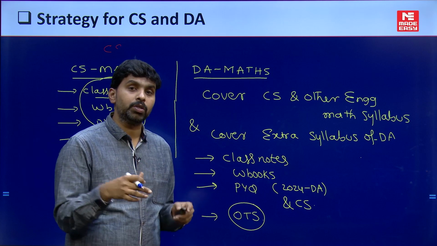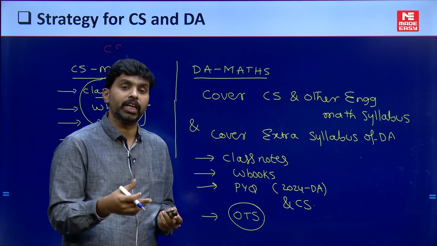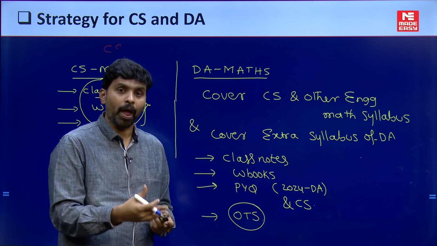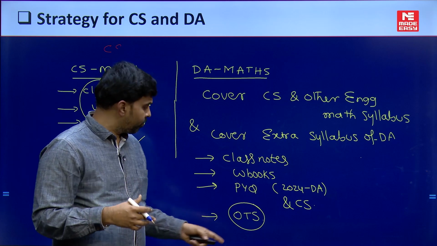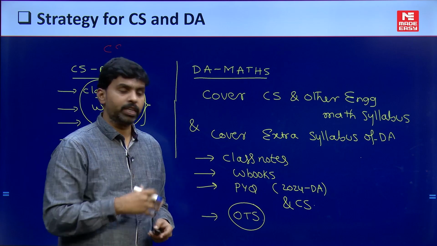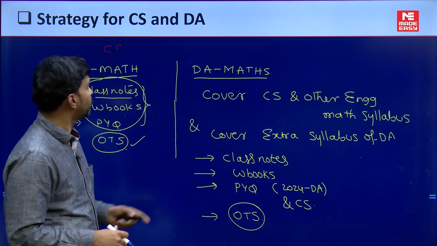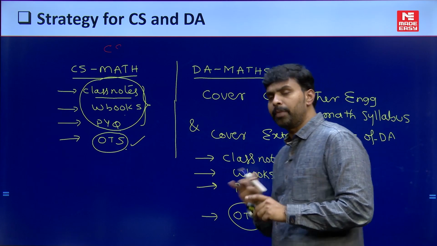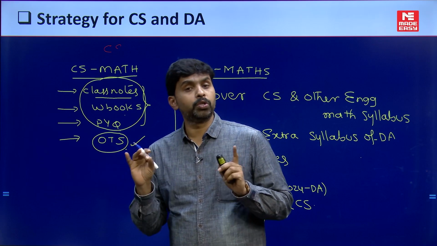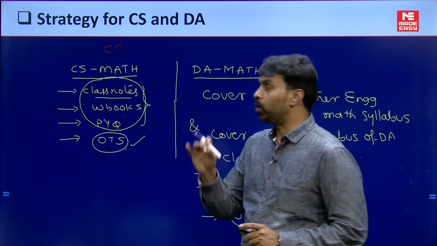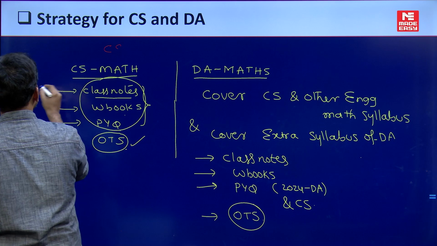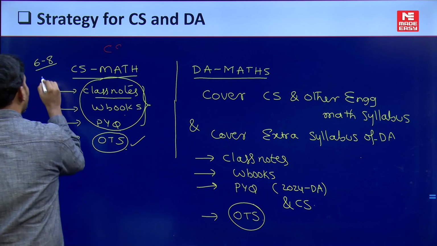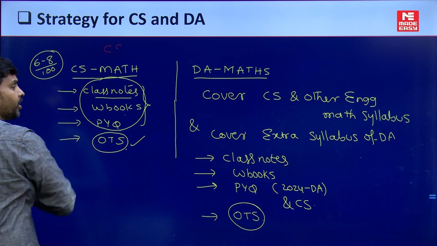If you do the OTS, you will come to know what kind of questions you can expect and what level of knowledge you need to have for the examination. And preparation also happens through OTS, okay. So this is the strategy I can say. This way you can get a good score in mathematics, because in CS mathematics you will be getting around 6 to 8 marks out of 100, okay.